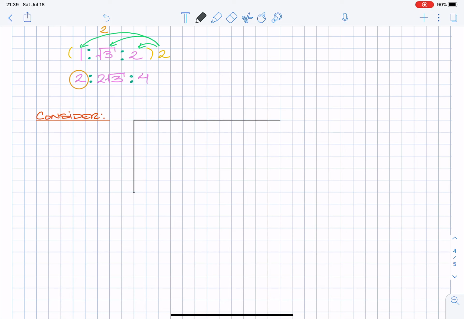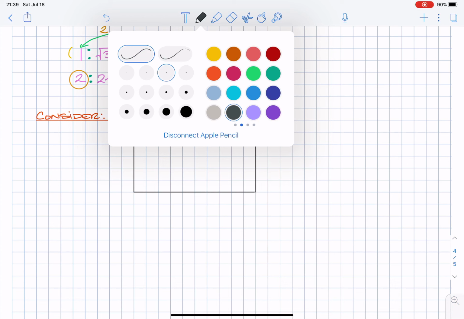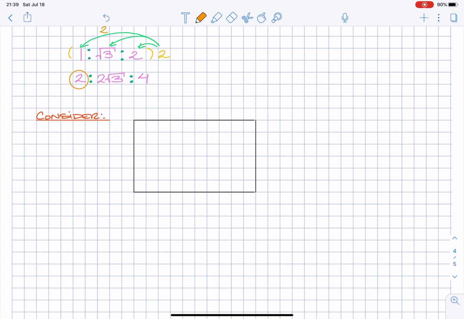Something like so. That might be a bit too long. Make it a bit shorter. So this is kind of a rectangular box, not square. And what I'd like to do with this box is I would like to have a triangle in here that looks like so.